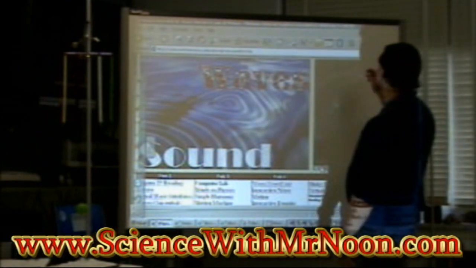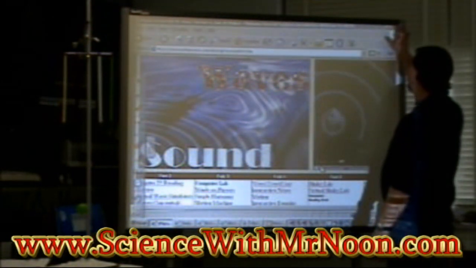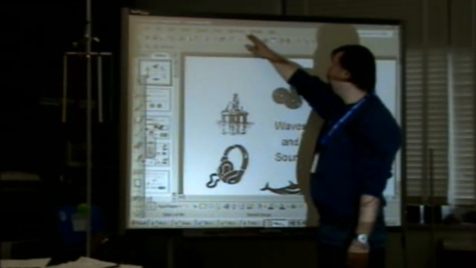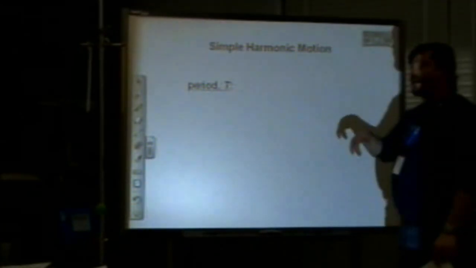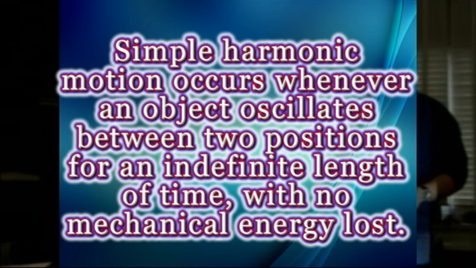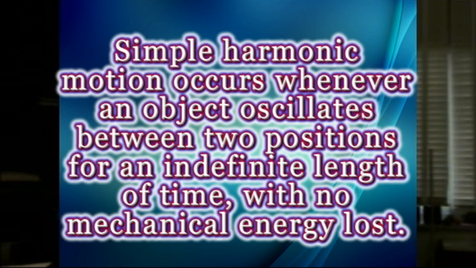All right, so now that we got that out of the way, we will look at today's presentation. Simple harmonic motion. Simple harmonic motion occurs whenever an object oscillates between two positions for an indefinite length of time with no mechanical energy loss.